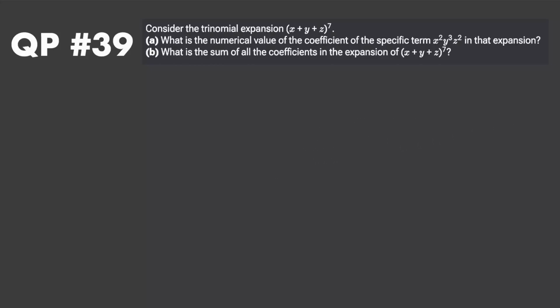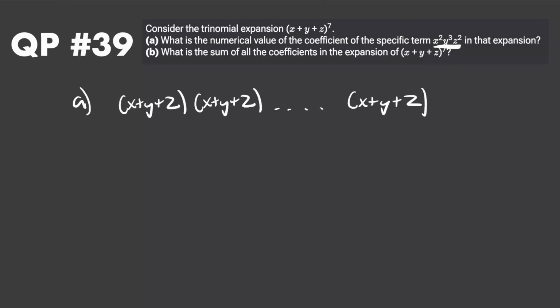For part A, we need to find the numerical value of the coefficient of this specific term. This should be pretty simple. We saw in 38 how we can do this with a binomial. We know that x plus y plus z to the 7th expanded is just like this, where the dot dot dots are the 4 in between. And each resulting term that we add up is going to be one of the variables from here, one from here, and one all the way up to here.